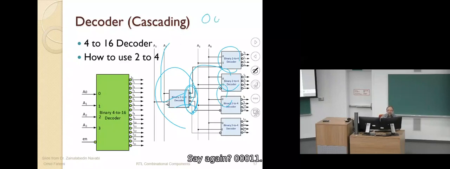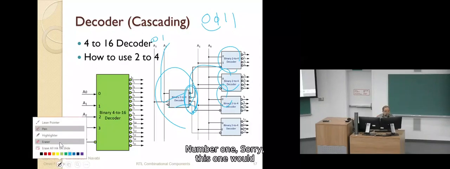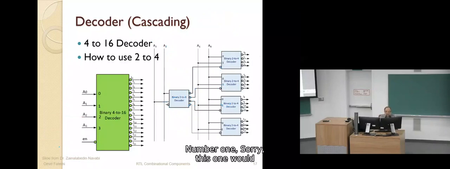Again, say again, 0, 0, 0, 1, 1. Oh, okay. I've done that. I told you. Okay. No, 0. This 0, 1 is 0, 1. So it means that this is active. The number 2 is active. The number 1, sorry. This one would be active. 0, 1. So because this is.